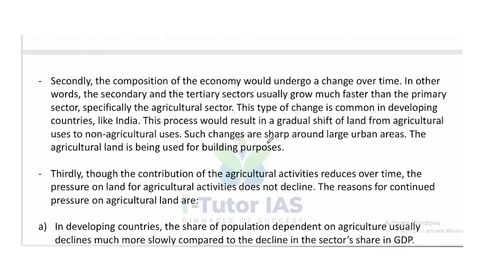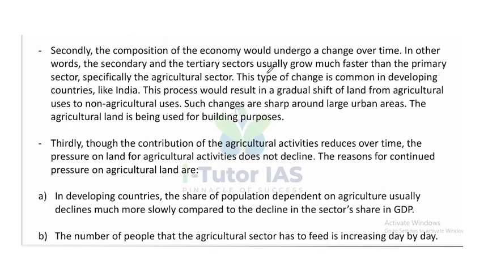Secondly, the composition of the economy would undergo a change over time. In other words, the secondary and the tertiary sectors usually grow much faster than the primary sector, specifically the agriculture sector. This type of change is common in developing countries like India. This process would result in a gradual shift of land from agriculture uses to non-agriculture uses. Such changes are sharp around large urban areas. The agricultural land is being used for building purposes.